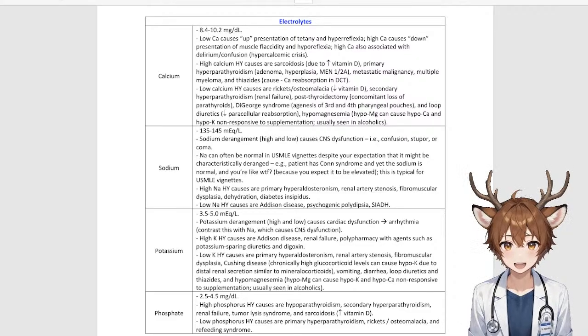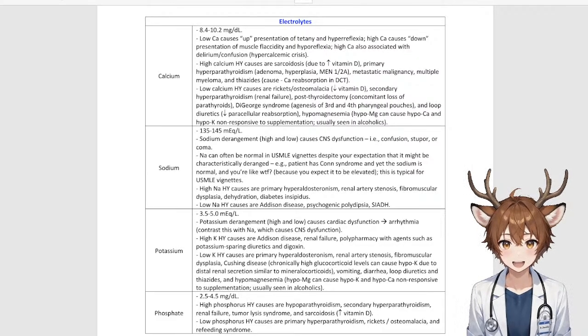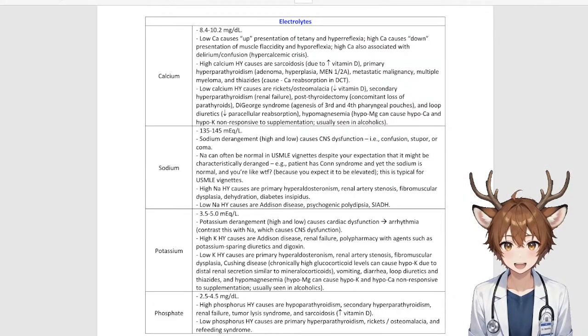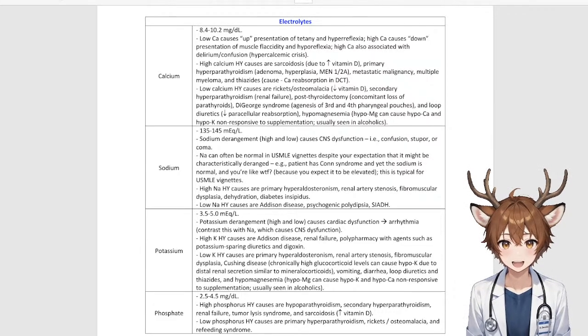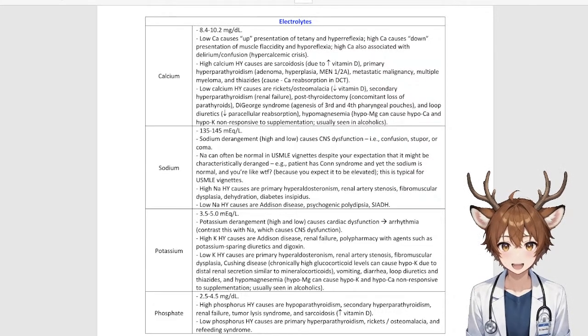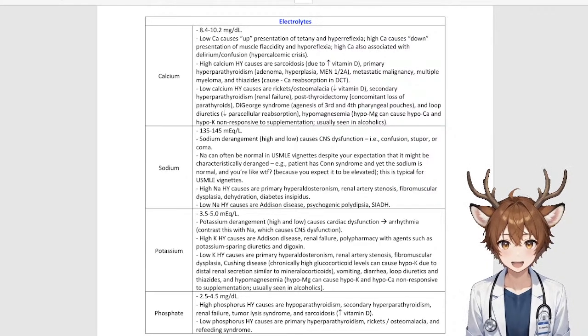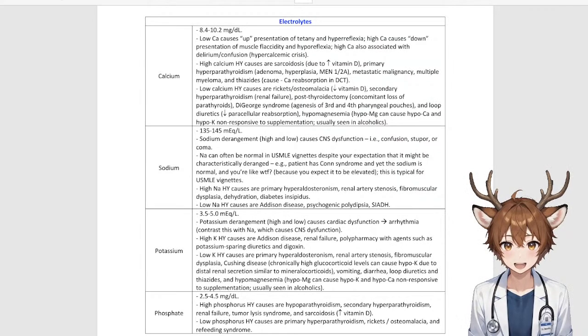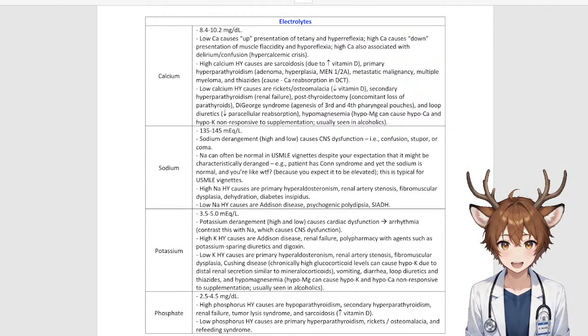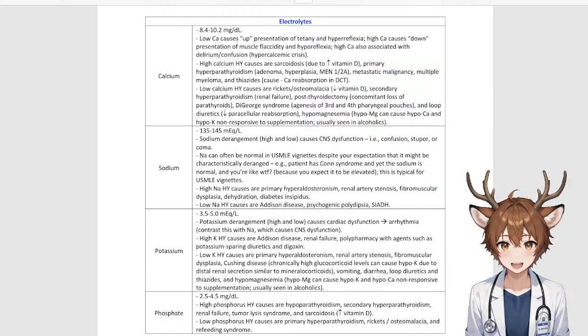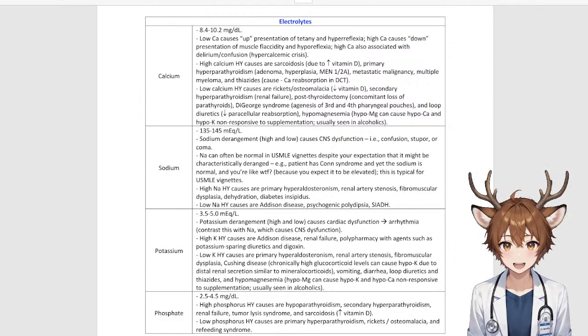Potassium 3.5 to 5.0 milliequivalents per liter. Potassium derangement, high and low, causes cardiac dysfunction to arrhythmia, in contrast with sodium, which causes CNS dysfunction. High potassium high yield causes are Addison's disease, renal failure, polypharmacy with agents such as potassium-sparing diuretics and digoxin. Low potassium high yield causes are primary hyperaldosteronism, renal artery stenosis, fibromuscular dysplasia, Cushing's disease.